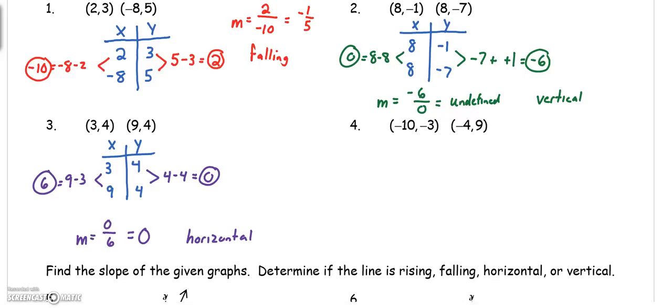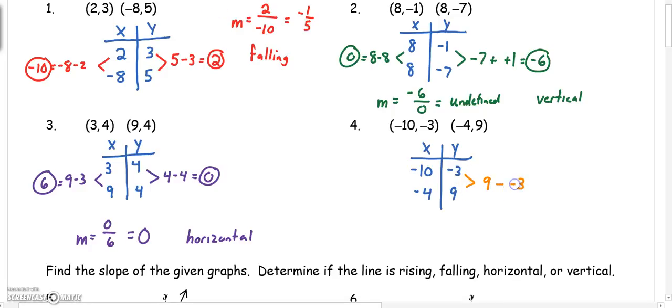So let's take one more example of looking when we're given 2 points. I'm going to create a table again. So I have my x, y, negative 10, negative 3, and negative 4, 9. I'm going to look at how my y's are changing. 9 minus negative 3. Two negatives make a positive. So I'm changing my y's by 12. My x, negative 4 minus negative 10. Two negatives make a positive. So my x is changing by 6.